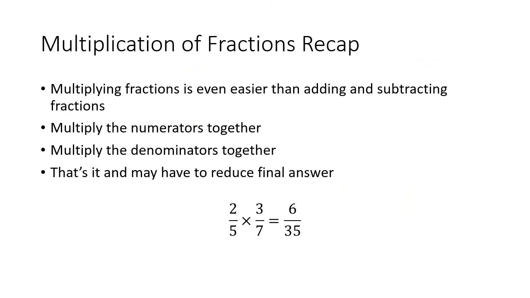Let's recap the multiplication of fractions. Multiplying fractions is even easier than adding or subtracting fractions. We just multiply the numerators together, multiply the denominators together, that's it, and may have to reduce the final answer. As an example, 2/5 times 3/7 is equal to 6 over 35. And that's already reduced.